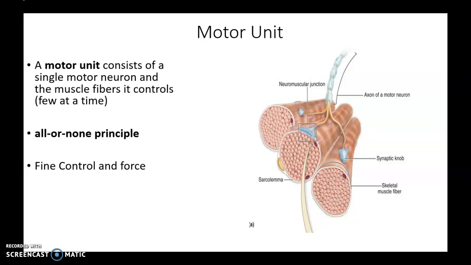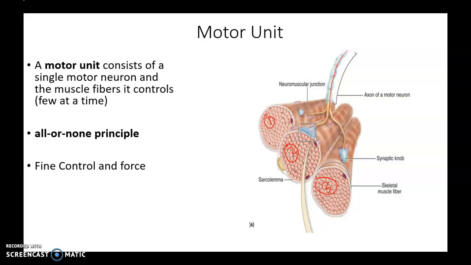In this diagram, you do see a motor neuron, which is here. And the motor neuron is controlling 3 muscle fibers. Do you see? This is 1, 2, 3. So these 3 muscle fibers are controlled by a motor unit.